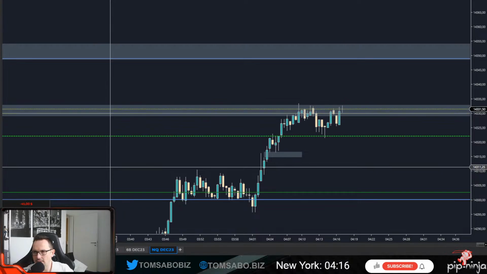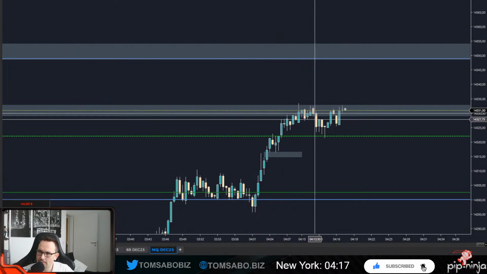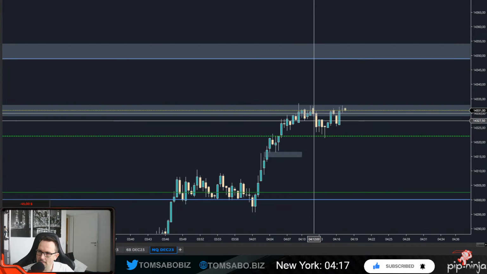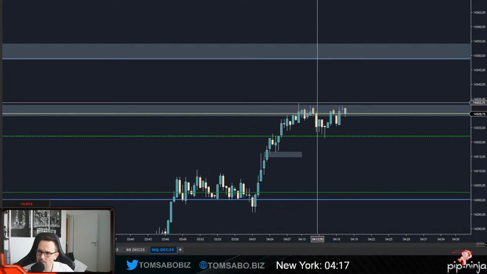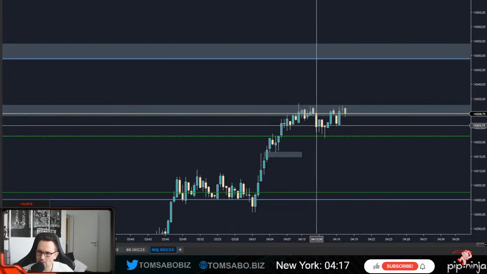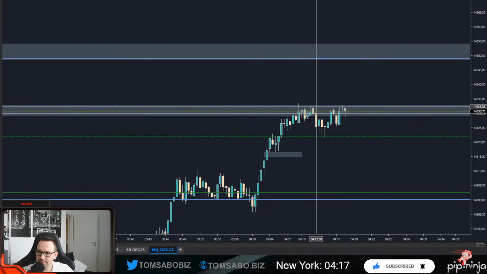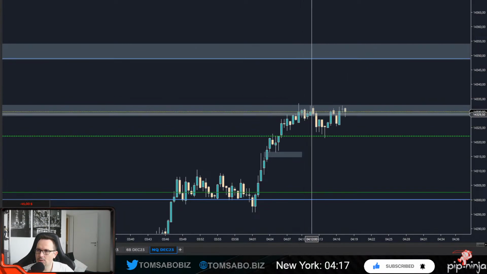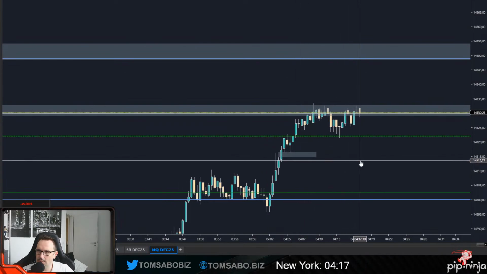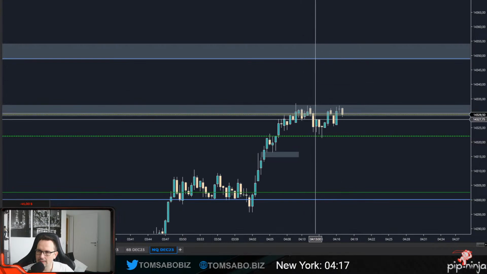Because so far there's nothing. I mean, we could have gone short here. But, you know, on this fair value gap, we would be still in the trade. I'm not saying we couldn't because it broke structure. But there's too much liquidity and targets up there. And, you know.